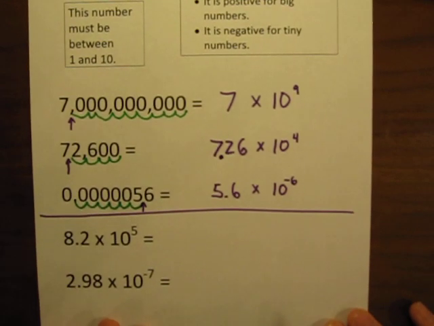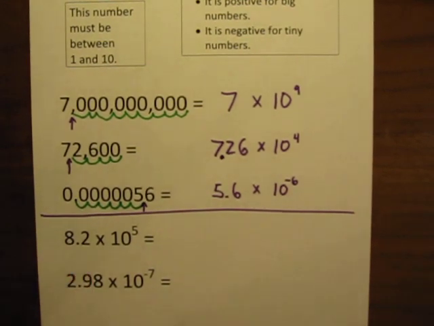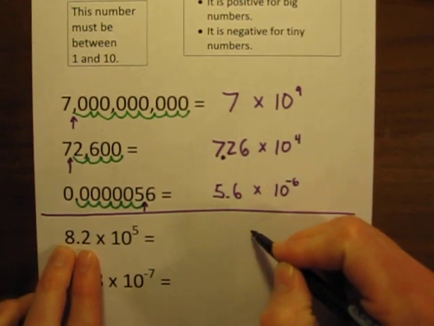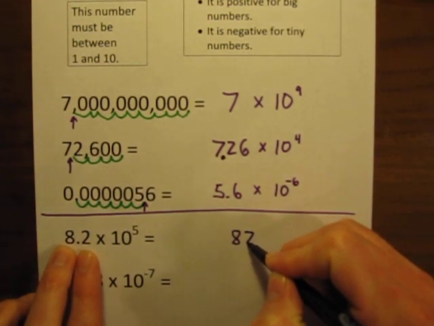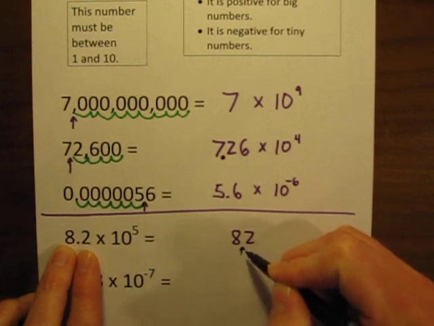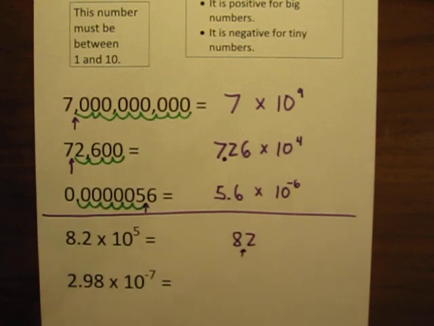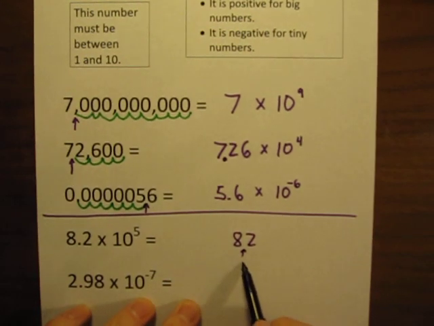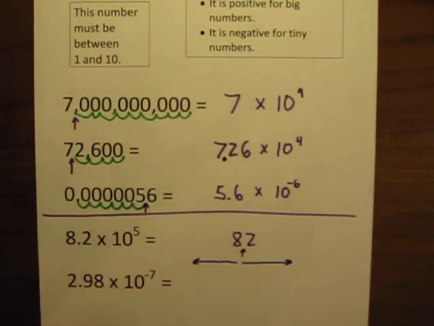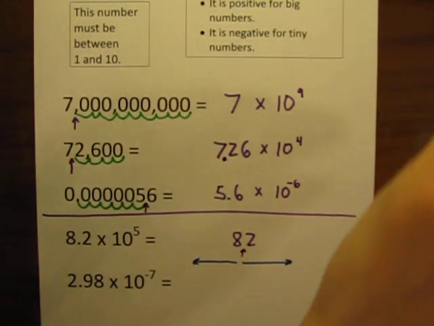Now let's go the other way. Let's start with a number in scientific notation, and let's write it out as a regular number. First thing I'm going to do is take this 8.2. The decimal point is starting out right there. How many places are we going to move this decimal point? We are going to move it 5 places, because that exponent is a 5. But the question is, are we going to want to move it to the right or to the left?